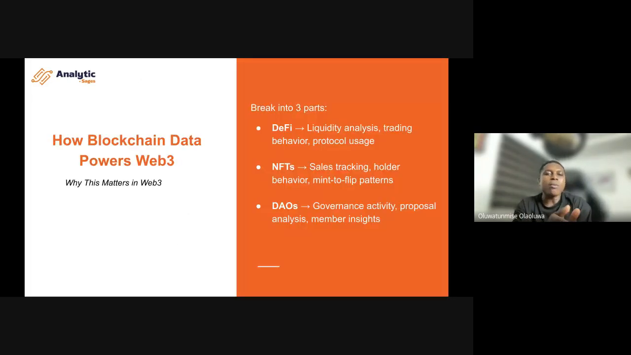Now, how does blockchain data power Web3? Why does it matter? I'm going to break that into 3 parts: DeFi, NFTs, and DAO. There are more, but we're going to focus on these for now. Now, in DeFi, there's what we call liquidity analysis. In this case, you are trying to analyze how liquid an ecosystem is. Are they close to closing up? Is there still liquidity, which means cash flow? Is money still moving within the ecosystem?